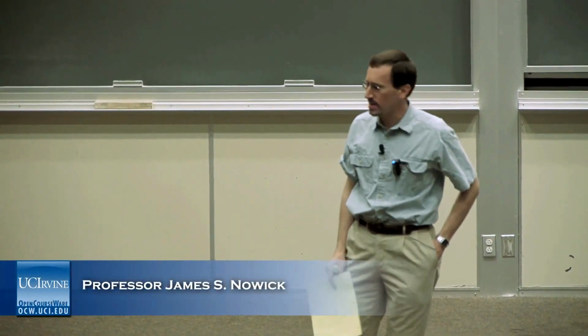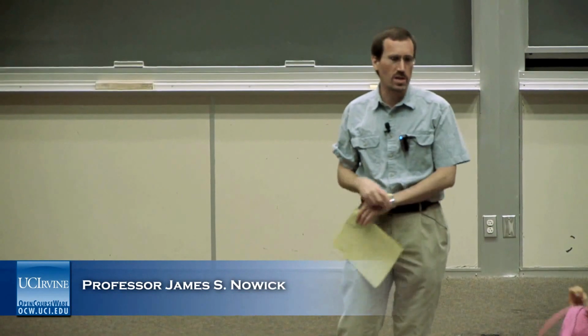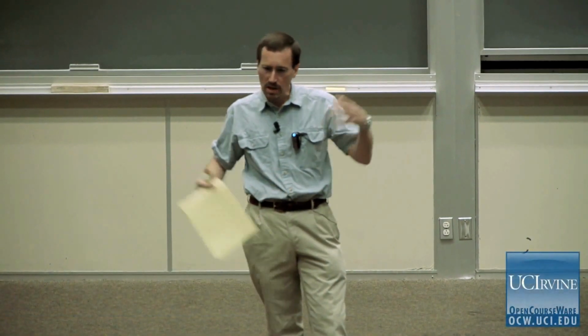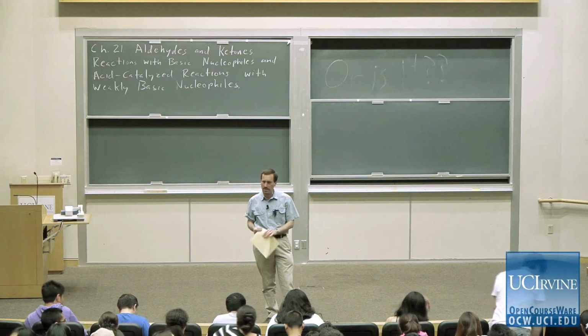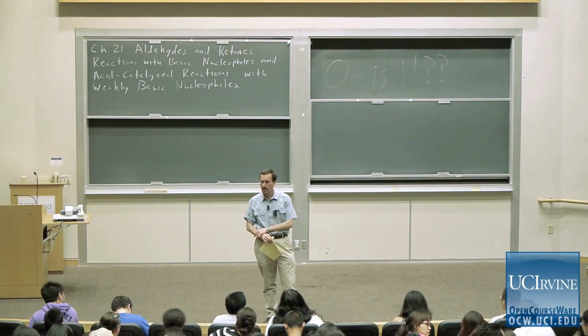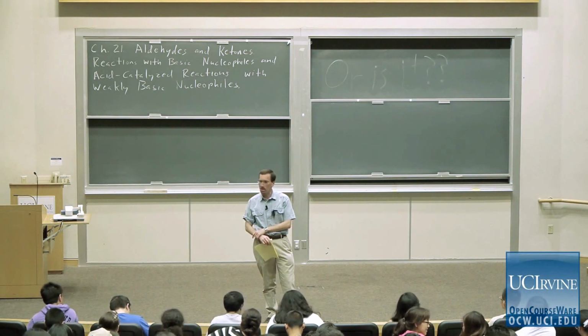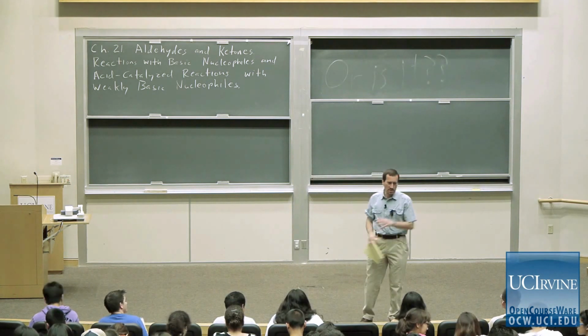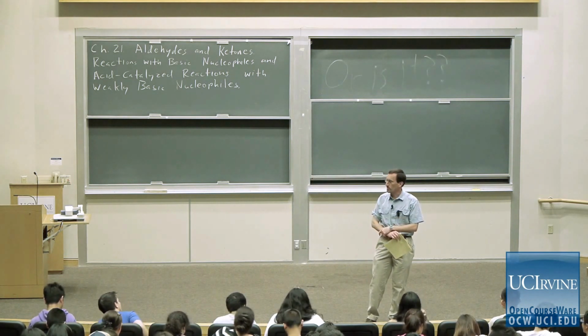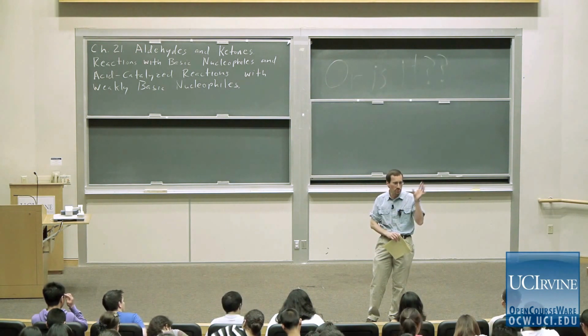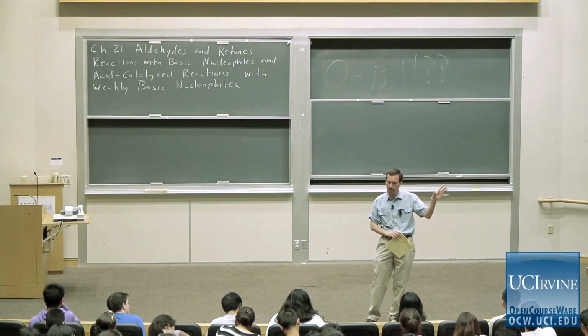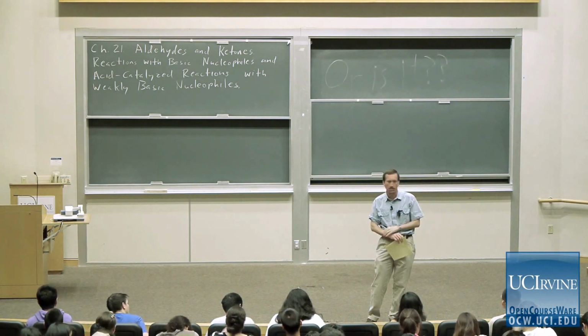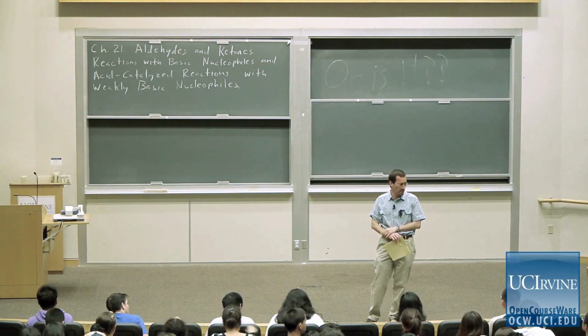So today I want to start talking about chapter 21, and we're getting into the meat of the course right now. So we're talking the whole overarching theme of a huge portion of the class is carbonyl chemistry. And when I introduced the course and overviewed the course on the very first day, I said there are two main classes of reactions of carbonyl compounds that are going to be a lot of our thinking.